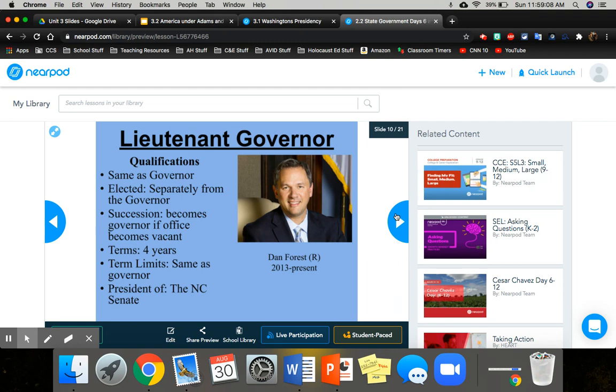Line of succession: if the governor were to leave office for any reason, the lieutenant governor would then take over the mantle of governor. Same term length, same term limits as the governor. And like I said, very similar to the vice president at the federal level, the lieutenant governor is the president of the North Carolina Senate.